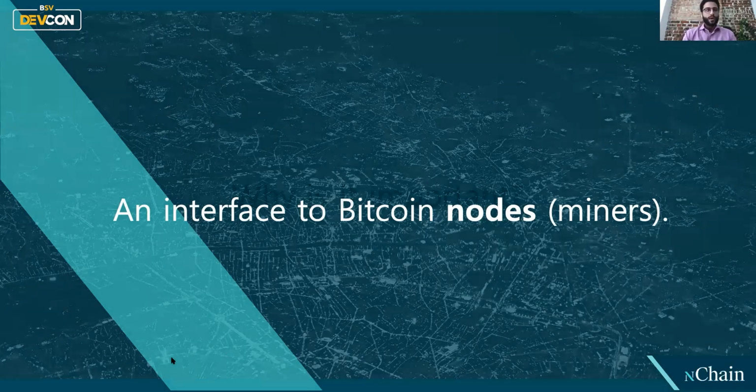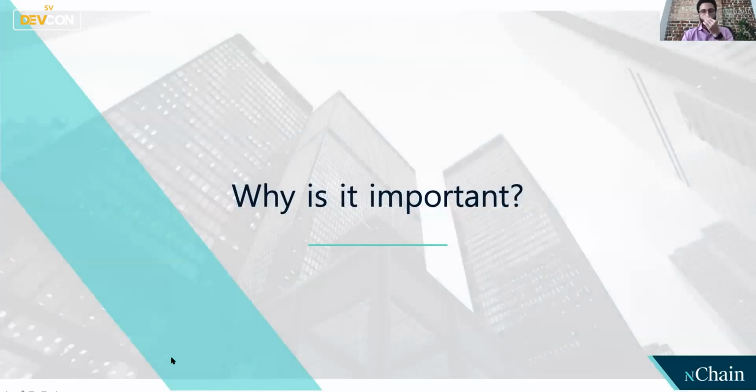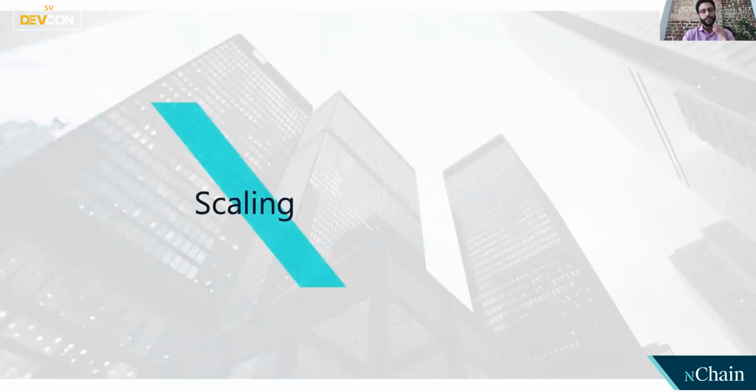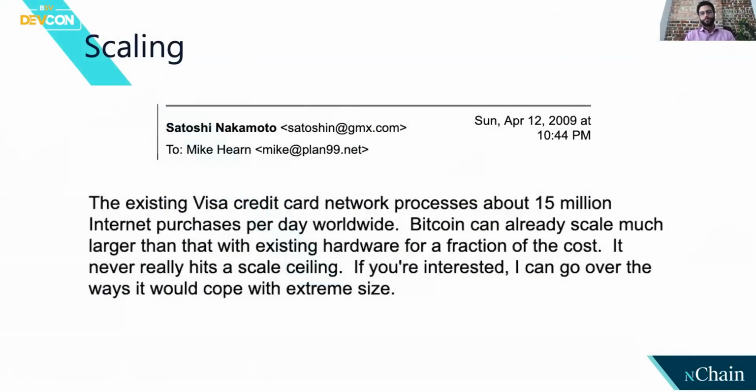So why is it important? To understand why it's important, we need to talk about a bit of background around Bitcoin scaling and peer-to-peer transactions and the peer-to-peer network. So a bit about Bitcoin scaling. This right here is an email thread between Satoshi Nakamoto, the inventor of Bitcoin, and Mike Hearn, an early Bitcoin developer. And this was in 2009.